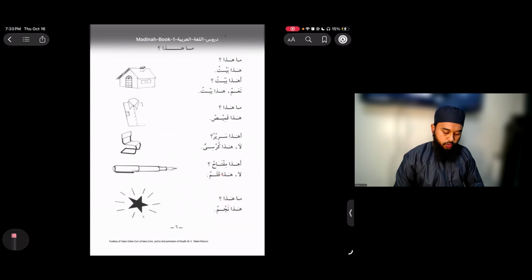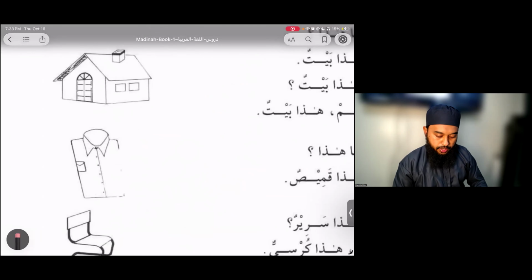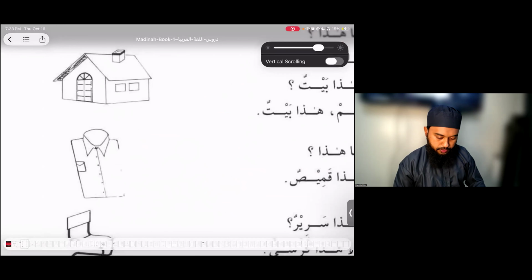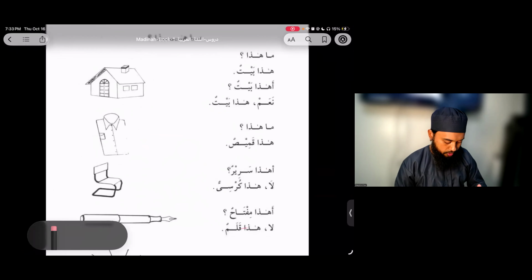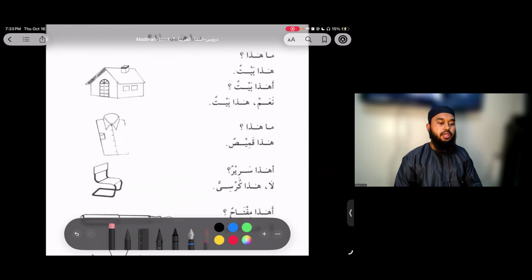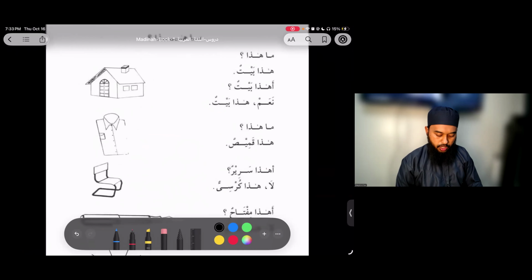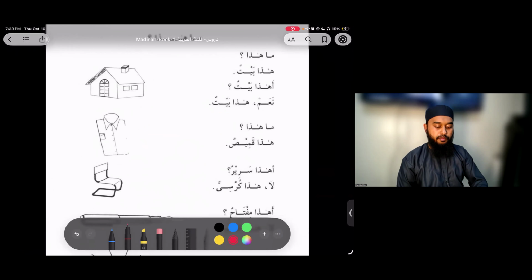Now, the author, rahimahullah, is basically... since you know how to say this is a door, this is a house, he's trying to make you create a dialogue with your friend or someone. Start talking and start asking questions with the word hada.